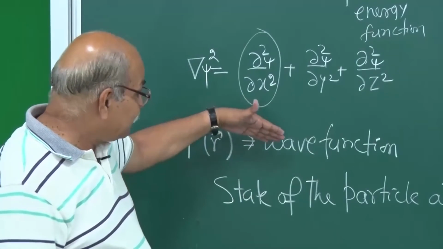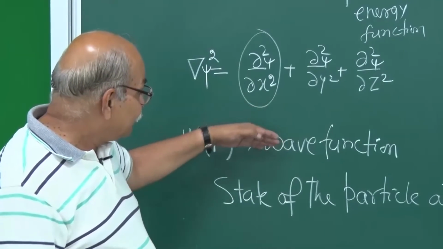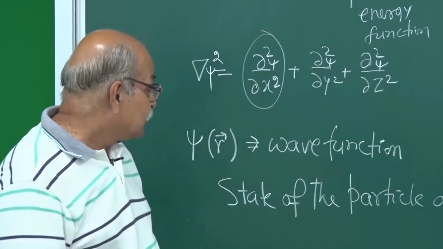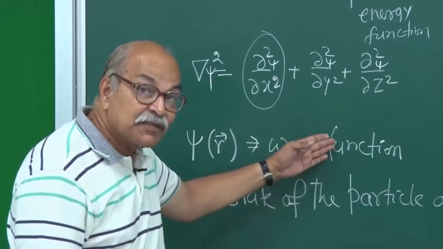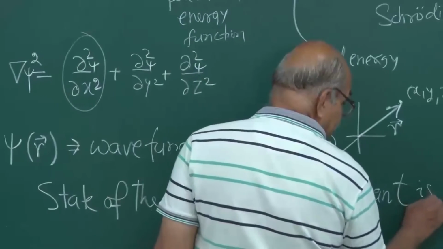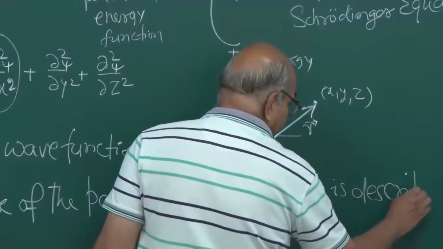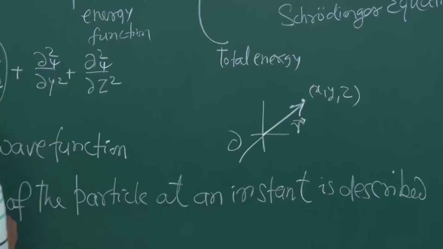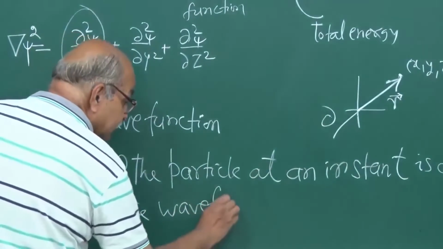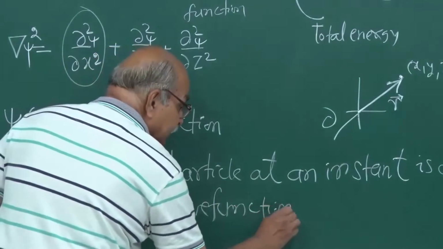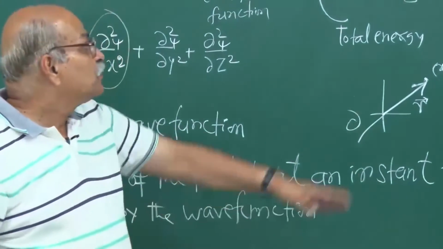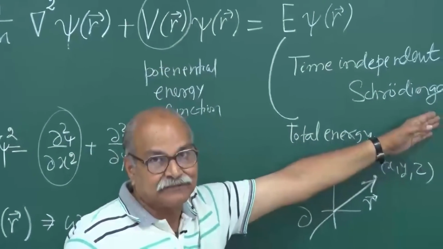So the central idea is that this wave function, which is a function of the space point, a function of x, y, z, is the description of the state of the particle. The state of the particle at an instant is described by its wave function at that instant. The wave function can change as the time passes, and for how it will change, you have another equation, which is known as the time dependent Schrodinger equation.